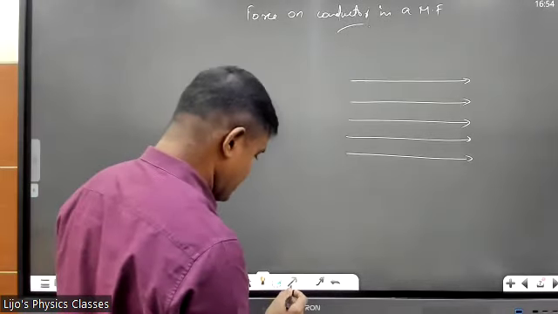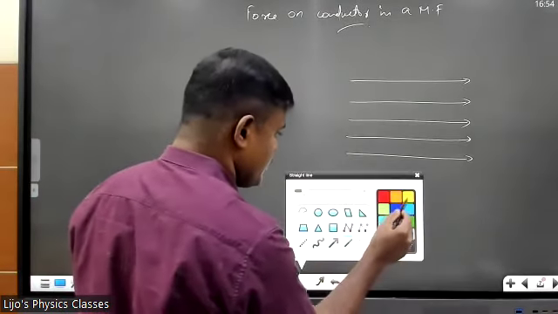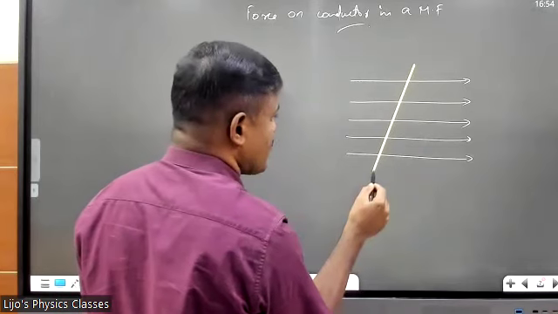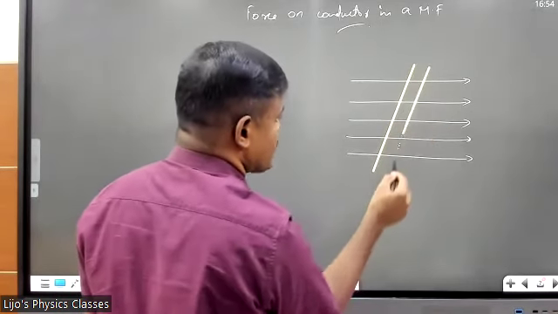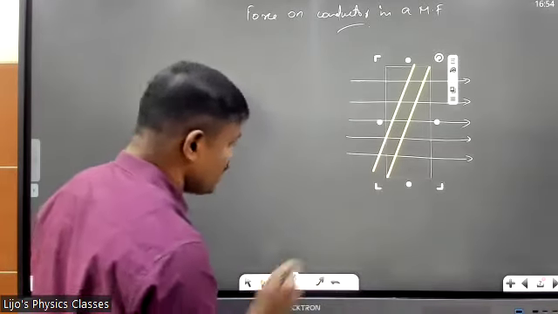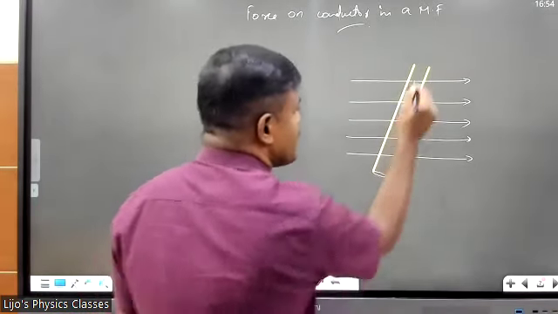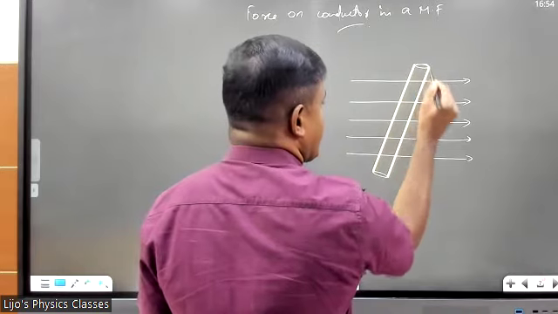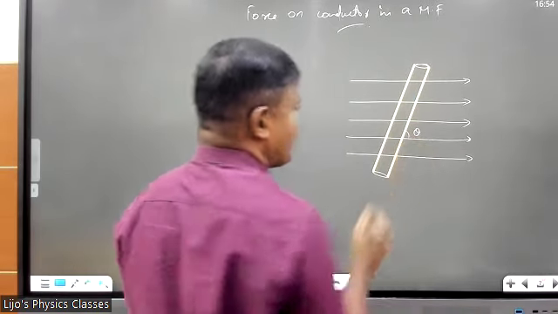You're going to keep a conductor inside this. See the conductor? I have a conductor that is kept this way, like this. Okay, we have a conductor like a copper wire or something. The copper wire is making an angle of theta with the magnetic field.